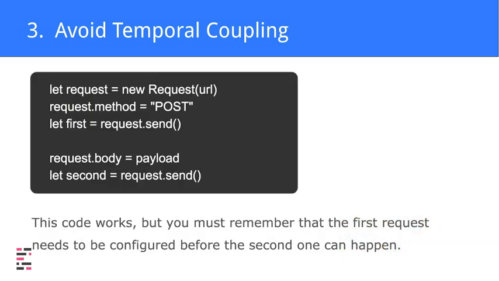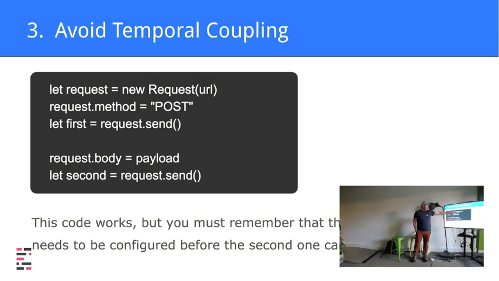Imagine we have a request, and a request is something that we send to the server when we want to ask for some data or to perform some action. So we instantiate a new request, and then we change its method to a post. A post is when we want to create something new. For our first call, we're going to send it off. Now, because we're in the same block of code, we add a body onto it, and then we make a second request.